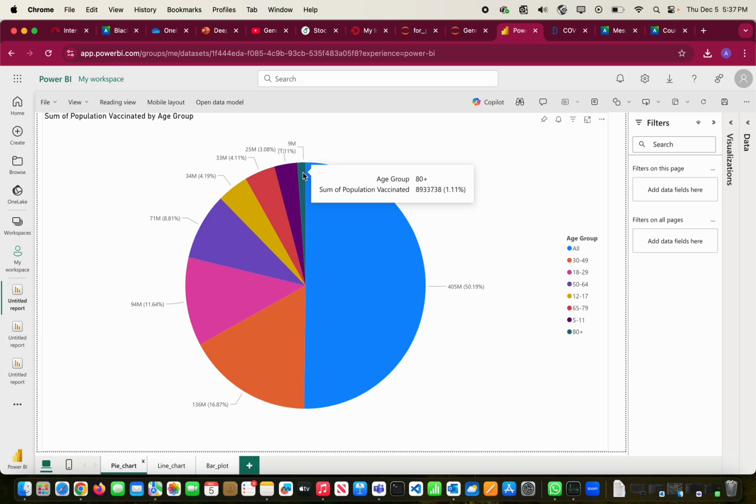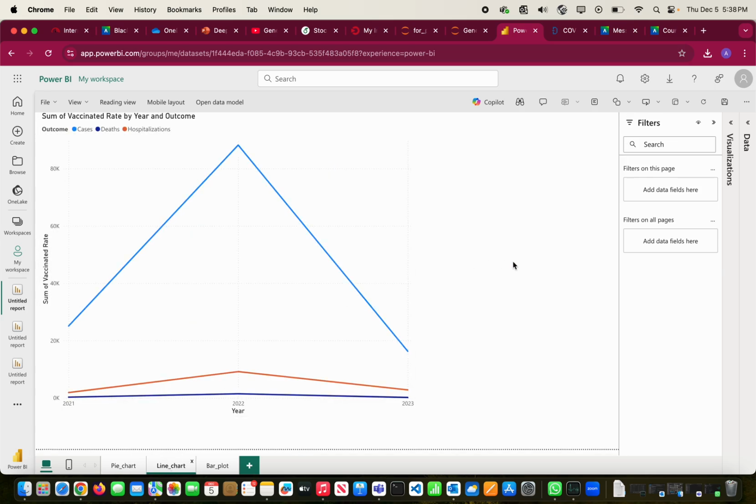So as you can see, the older people were vaccinated very little. This first plot gives the pie chart of the sum of population vaccinated by age group. Similarly, we move on to our next plot, which is a line chart.